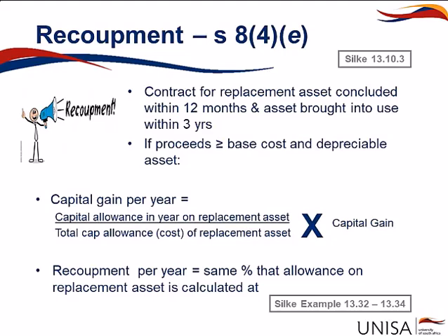How do we defer it? Well, we need to look for the capital gain as well as the recoupment. We will take the capital allowances in the year on the replacement asset divided by the total capital allowances, multiplied by the capital gain, or the recoupment in order to work it out on the recoupment. So for the recoupment, we're going to use the same percentage that the allowances were claimed on the replacement asset.